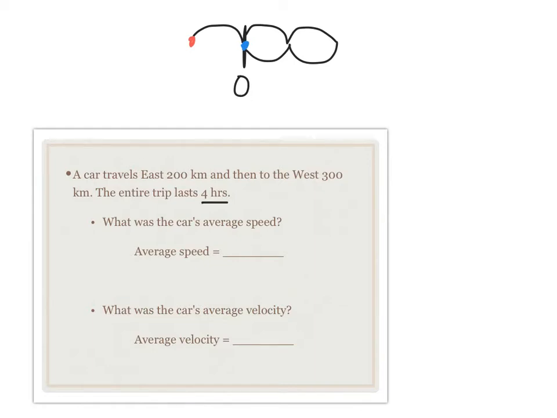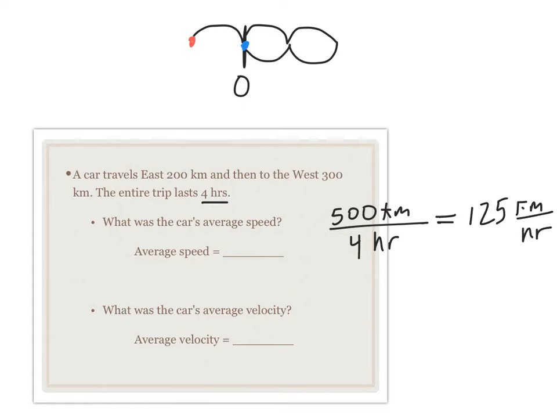That's my time period. So what was the car's average speed? Well, speed is based on distance per period of time. The total distance that I traveled was 200 east and then 300 west, which is 500 kilometers total. And that was over a period of 4 hours. So if I divide 500 by 4, you get 125 kilometers per hour. That would be my average speed.